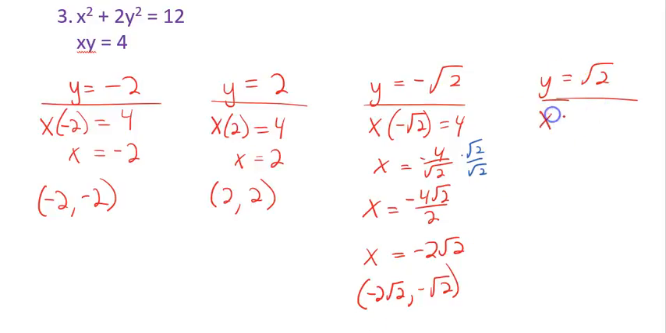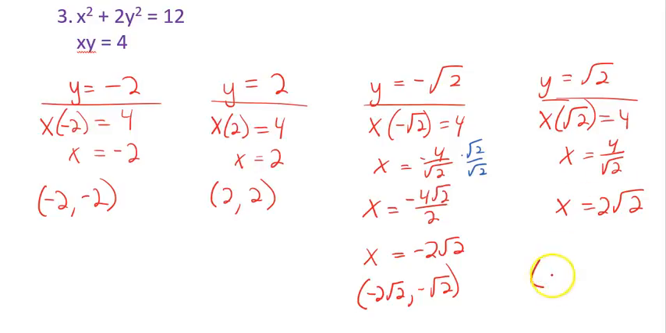And then my last one, x times the positive square root of 2 equals 4. I can divide. Again, I get 4 over the square root of 2, which is the exact same thing I had over here, except over here it was negative. So I know that my answer is going to end up to be 2 square roots of 2 because it's the same exact math steps except for the negative. And so the point where they cross here is 2 square roots of 2, square root of 2. So these 4 points are my answer. That is the 4 places this graph crosses.